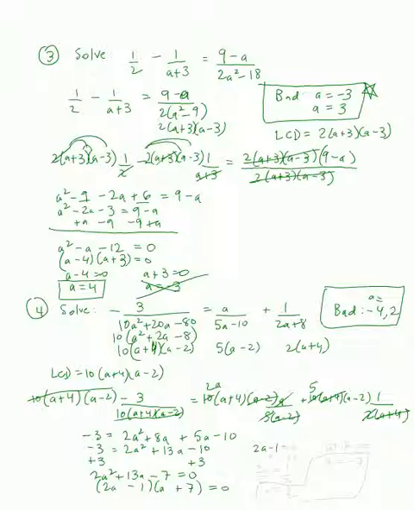So for the first one, I get 2a minus 1 equals 0. And if I solve that, a equals a half. For the second one, a plus 7 equals 0. I get a equals negative 7. Notice that neither answer is bad, right? We only had two bad answers, negative 4 and positive 2. So these are both okay answers. So that's how I write my work.